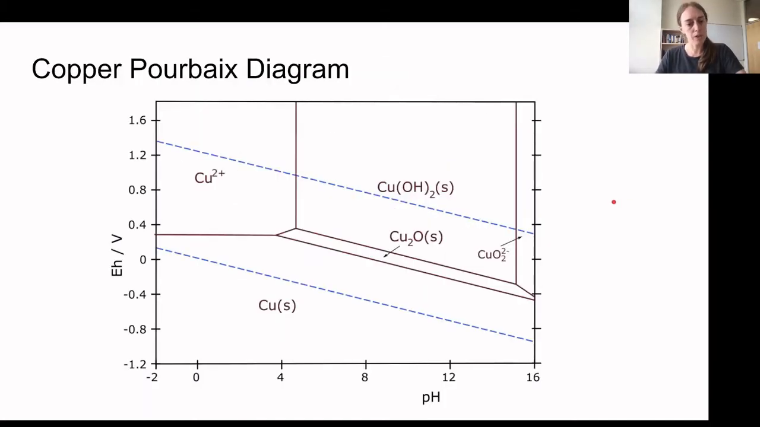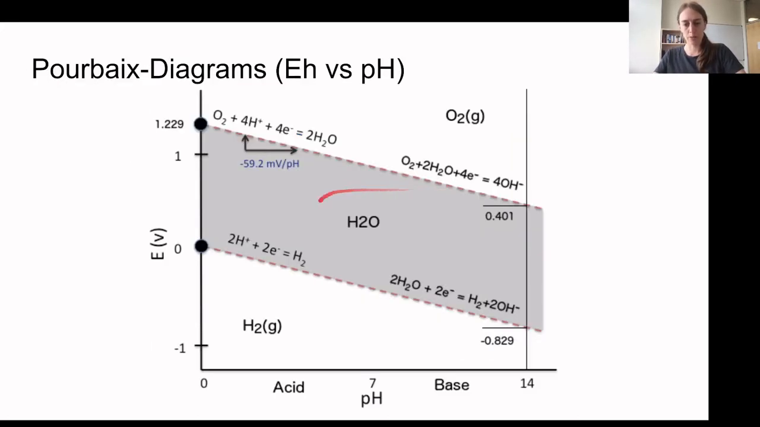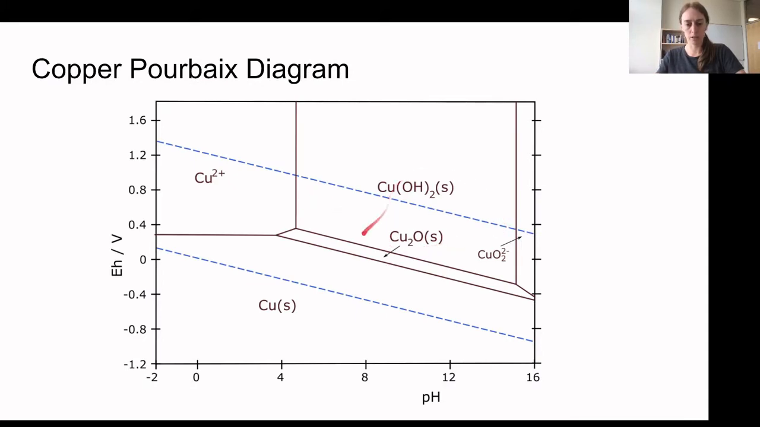This is another example, a Pourbaix diagram for copper. For pH here, we have very, very basic conditions over on this side, and moving into very, very acidic conditions on this side. And we can see that as we change our redox potential, we can move from copper 2+ in more oxidized conditions down into copper in more reduced conditions. Frequently this will also tell you if we're working with solid or dissolved species, depending on where we are in our Pourbaix diagrams.